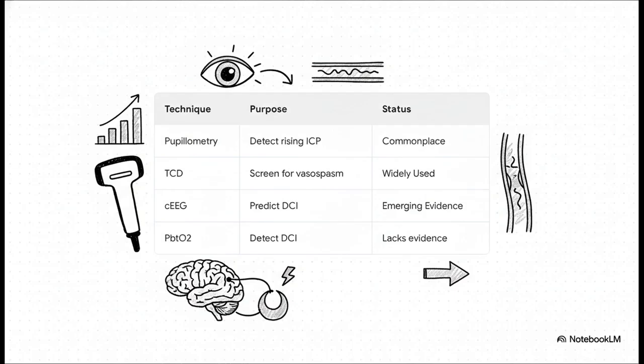And to guide all these decisions, the modern neuro-ICU is packed with some amazing monitoring tools. We've got pupillometry, which gives us hard data on pupil reflexes. Transcranial Dopplers are used all the time at the bedside to screen for that vasospasm. And there's really cool emerging evidence for continuous EEG to catch silent seizures and maybe even predict DCI before we can even see it in the patient.